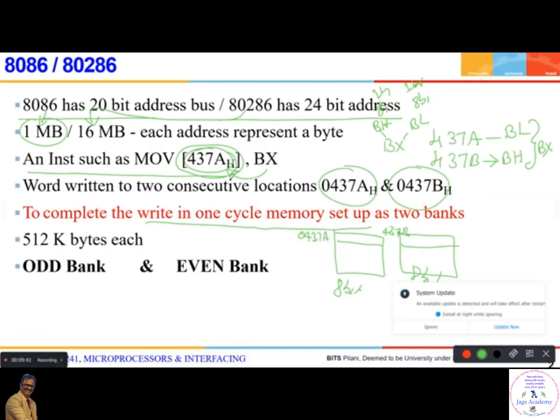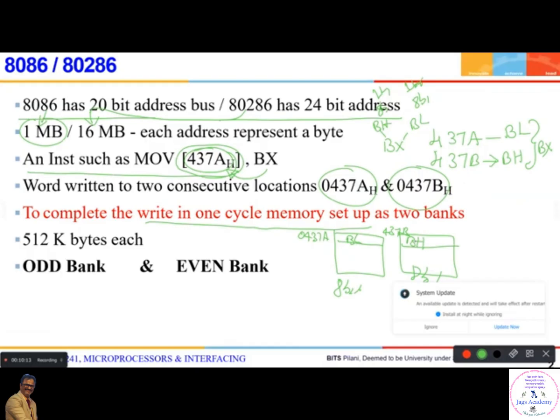When the microprocessor wants to write it to the memory, what will the microprocessor do? The memory is designed in such a way that 437A will be available in this memory device, and 437B will be available in this memory device. So it will store BL here and it will store BH here. Have you understood now? Have you got a little bit of idea how 8086 reads and writes this?